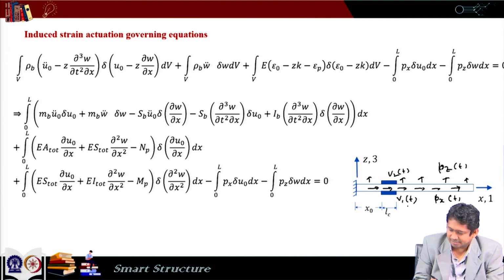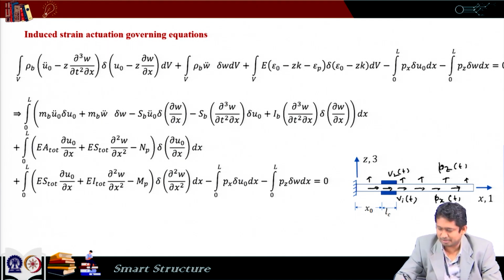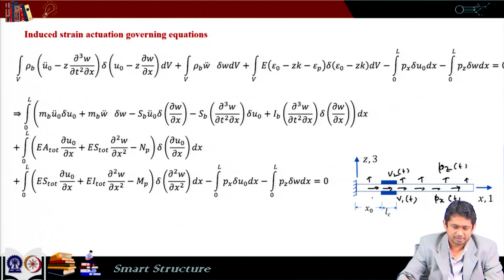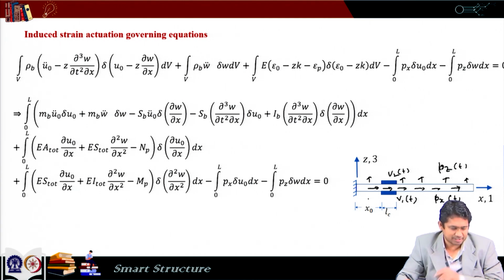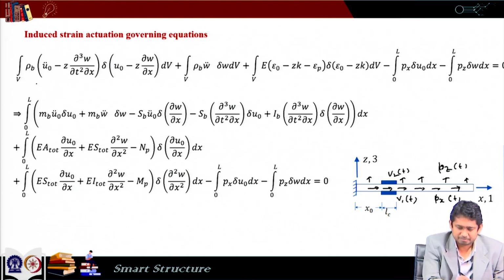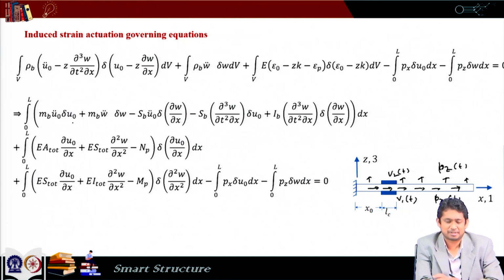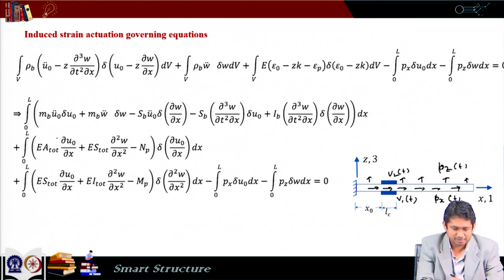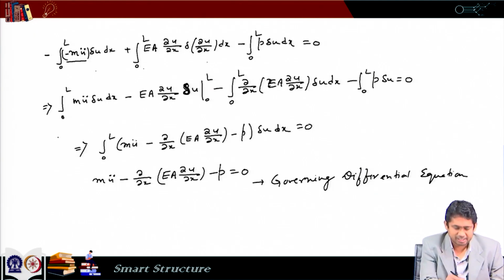And this is an induced strain actuation problem. So, we know that we are giving some voltage V, and because of that we want to find out the response of the beam. So, we will write the expressions here. So, we started with Hamilton's principle, and from there we got an expression like this.